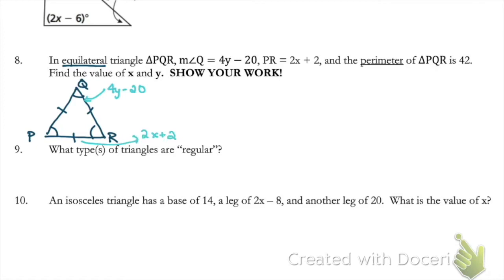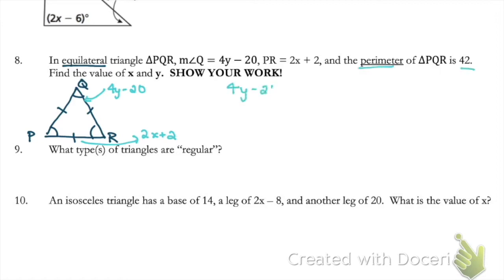And it also tells us that the perimeter of the triangle PQR is 42. And then we're asked to find the values of x and y. We'll note here that x is a side length and y is part of an angle. I'm going to start here with finding y since this is an angle.